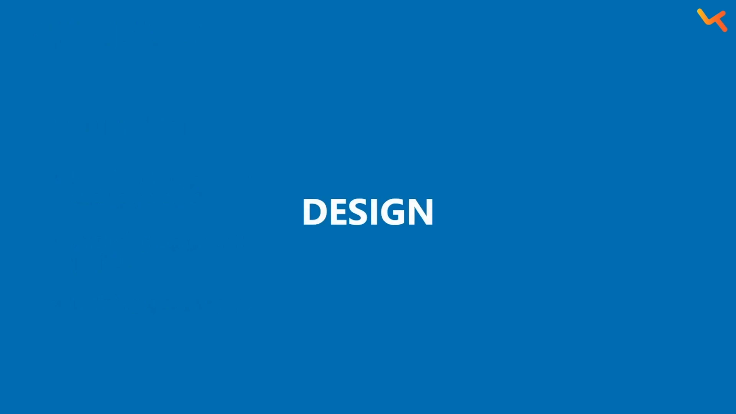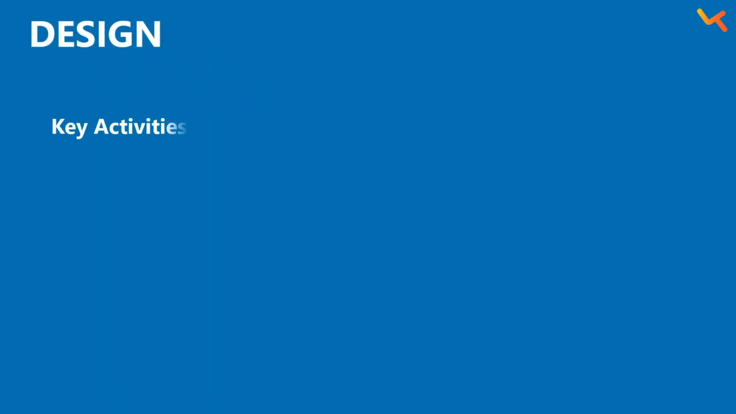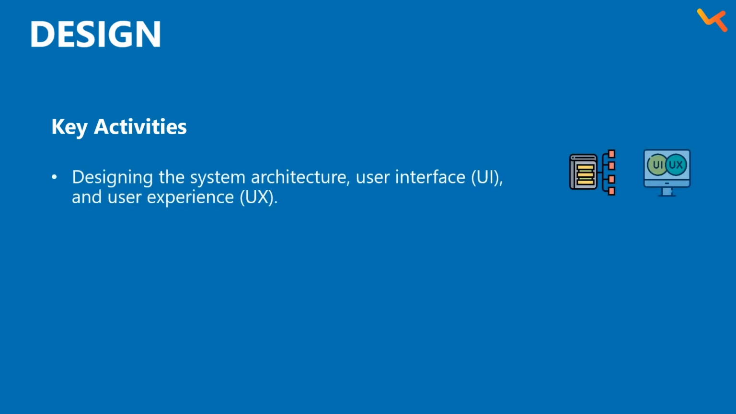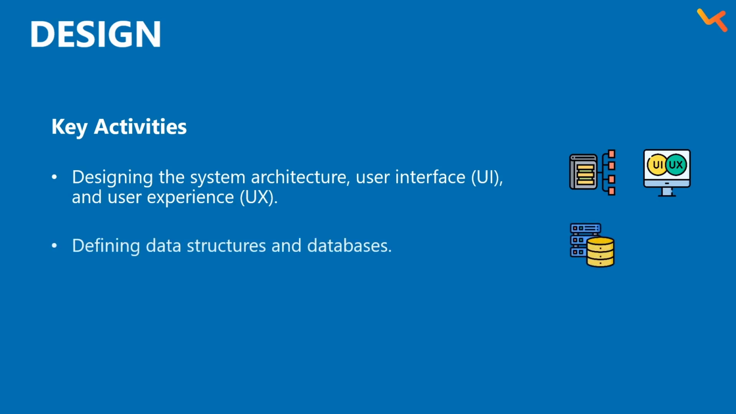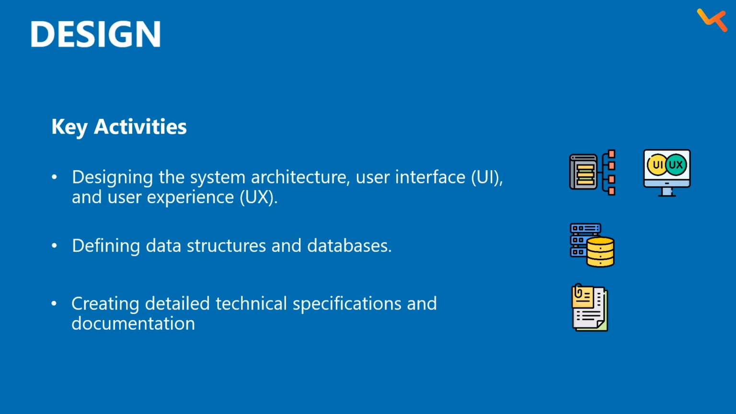The third phase is design. Here is where the blueprint for the software is created. The key activities of the design phase are designing the system architecture, user interface and user experience, defining the data structure and databases, and creating detailed technical specification and documentation.